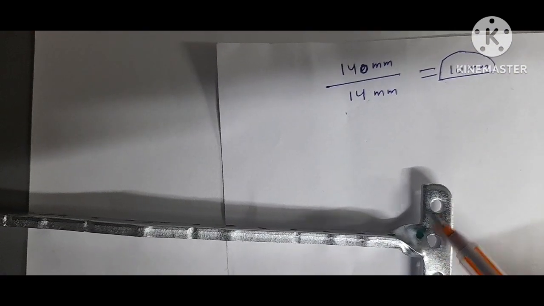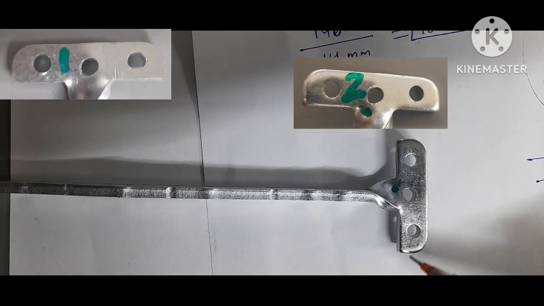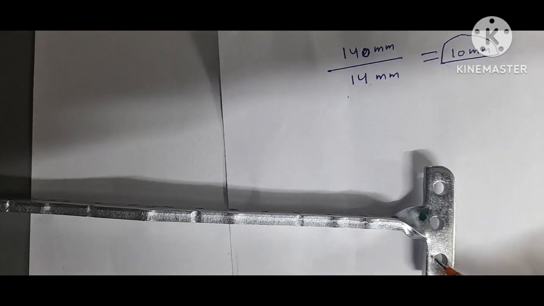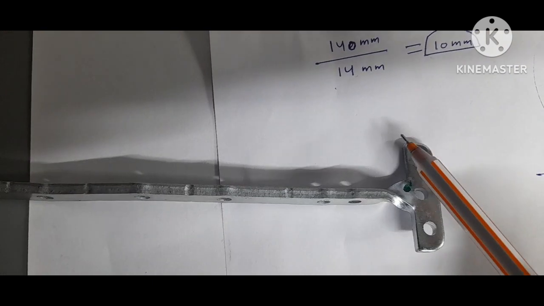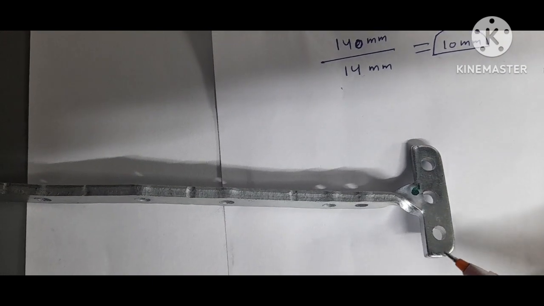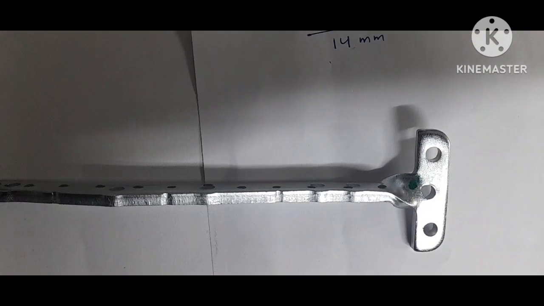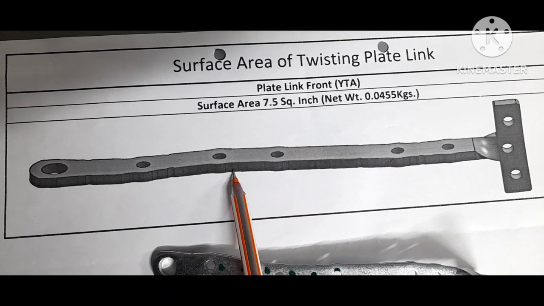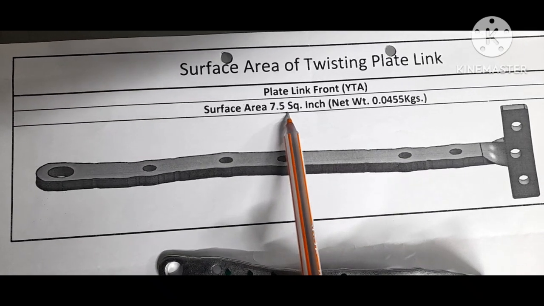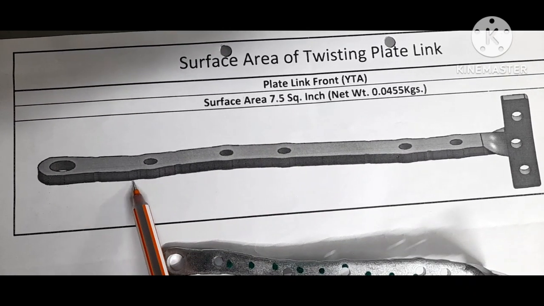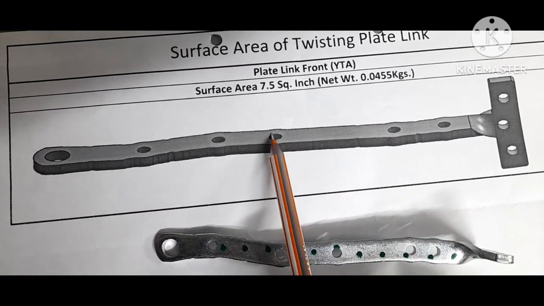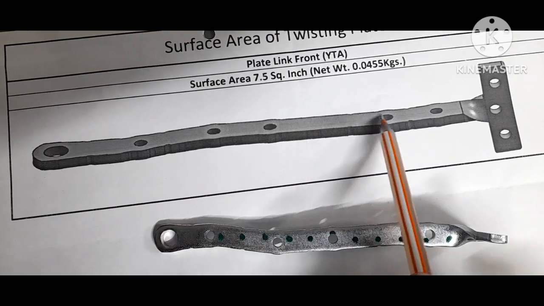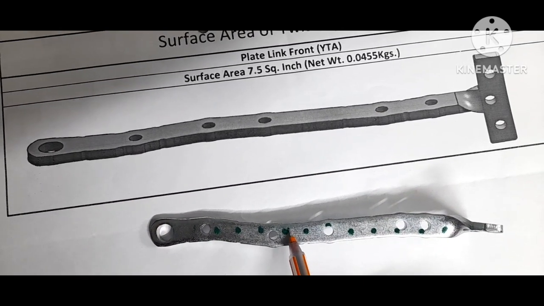And friends, this section also has some area in a rectangle shape, so we also calculate this rectangle shape. Here some radius is made, but we try to neglect this area for easy calculation. Friends, the surface area of this plate link calculated from CAD data is 7.5 square inch. But friends, this plate link is a different model from this one, so this plate link has a bigger length as compared to this.